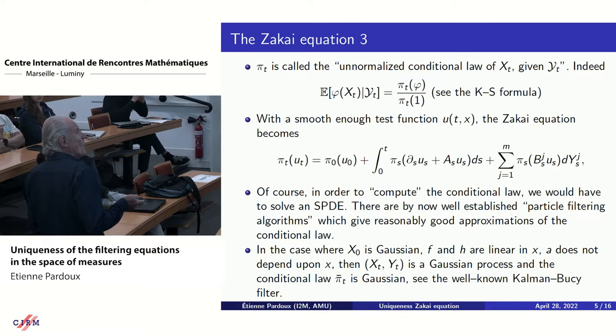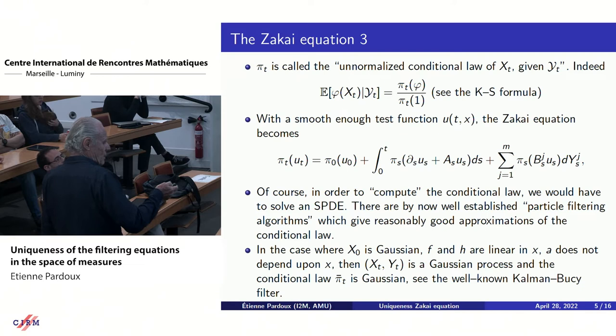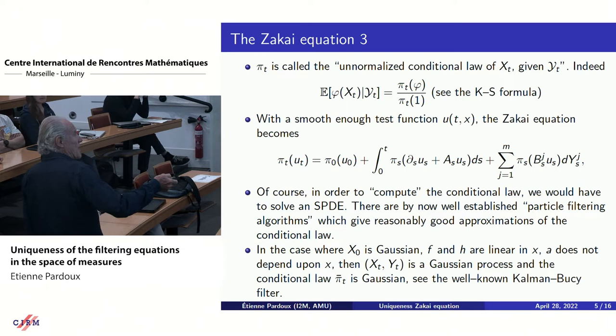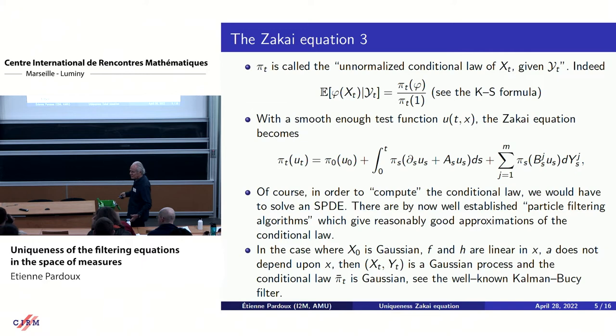Okay, so now I have this equation, which is an equation for a measure valued process. And I want to establish uniqueness of the solution. Well, the idea, of course, is that I want to make sure that this equation characterizes my unnormalized measure pi. That is, if I take any solution of this equation and then I renormalize it, I want to make sure that this is exactly the conditional law I'm looking for. I mean, it's a natural question. Of course, it's a linear SPDE, so it should not be too hard, but still.